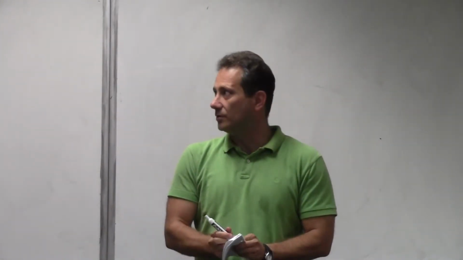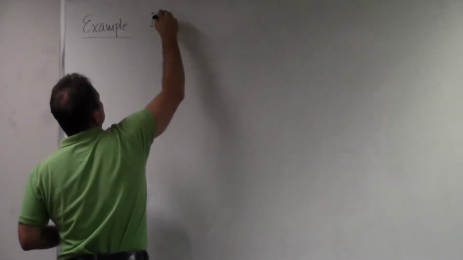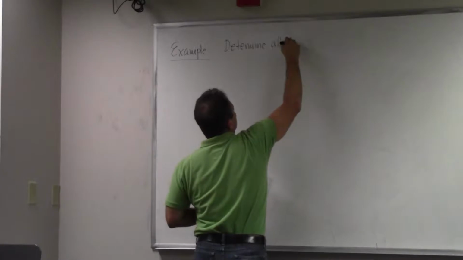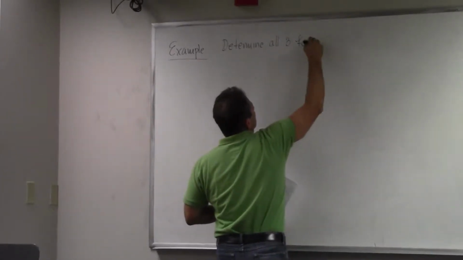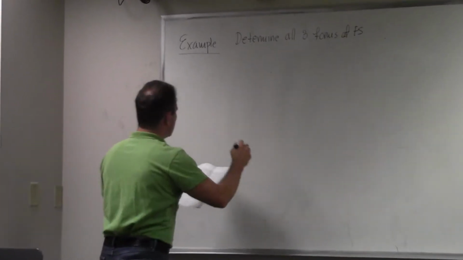All right, so last time we didn't manage to finish an example, so let me go through the example before we continue. Here's the example. It says: determine all three forms of Fourier series. And the signal looks like this.